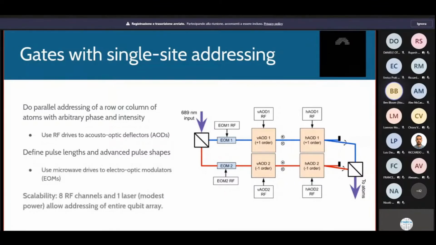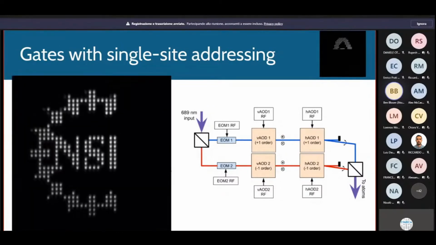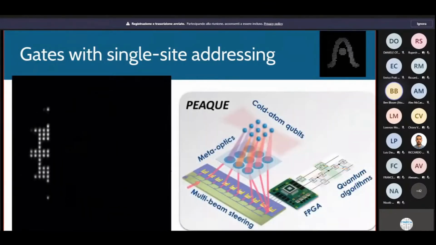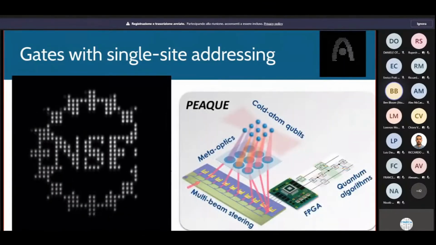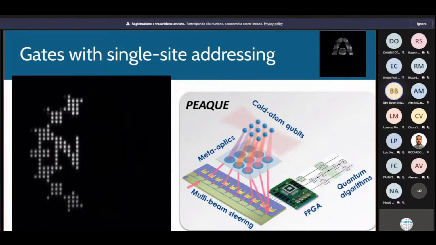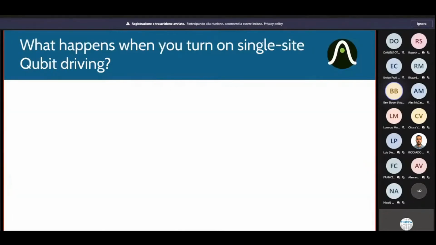The cool thing about this system is that for the entire 2D array, you only need 8 RF channels and 1 laser to address the entire array, and this is possible to scale up to on the order of a few hundred, almost a few thousand, with just this number of channels. So it's a very nice scalable system for addressing these qubits. And you can create little logos and stuff like that for whoever helped you pay for this. And in the future, we're also working with University of Washington and Sandia National Labs to create a more integrated photonics approach to this.